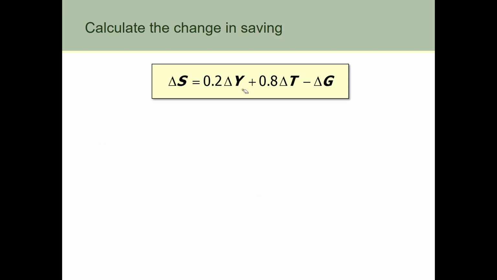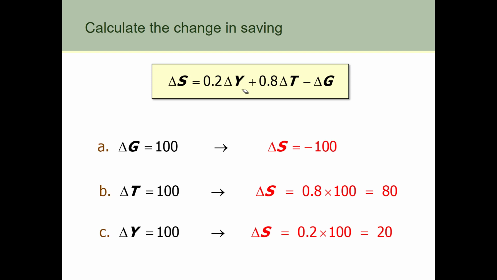And part C, well this time an exogenous change in output of plus 100. We won't have any change in tax and no change in government expenditure. So delta S, change in national saving, is just equal to 0.2 times 100, 20.